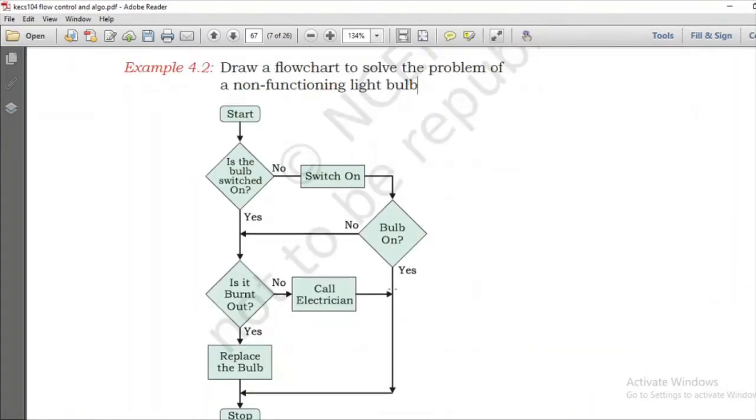Okay, so here we are going to discuss a flow chart to solve the problem of a non-functioning light bulb. Where the bulb is not working, we are going to solve that problem. So start. Is the bulb switched on? If the bulb is not switched on, then switch it on.